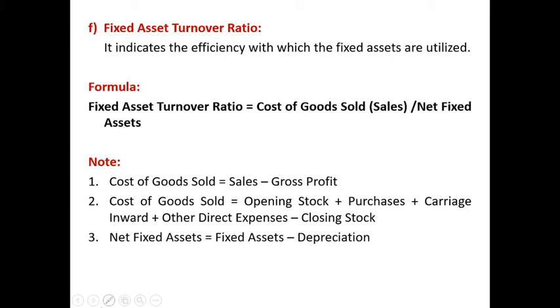Then note, as we have discussed, cost of goods sold is equal to sales minus gross profit. One more formula is there: cost of goods sold is equal to opening stock plus purchases plus carriage inward plus other direct expenses minus closing stock. Then net fixed assets means fixed assets minus depreciation.